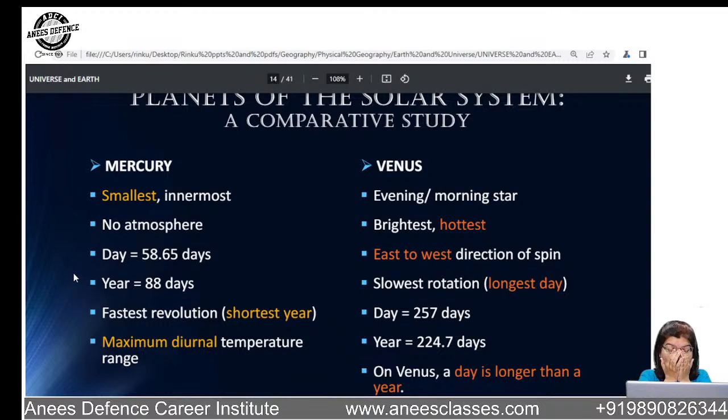Now, because Mercury has freezing temperatures on one side and extremely high temperatures on the other side, the one that faces the sun, we say that Mercury also has the maximum diurnal temperature range. Meaning that within a period of a day, the minimum and maximum temperatures that Mercury reaches have a very huge range. That difference is very high, the difference between the maximum and minimum temperatures for an entire day on Mercury.